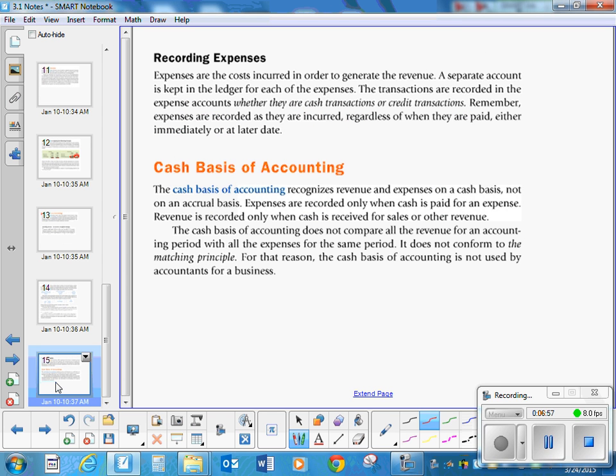I've already talked about the cash basis of accounting. It just means that you don't record it until you actually receive the cash. Sometimes people take a while to pay their bill, so it's not really the most accurate basis of accounting. So we will be using the accrual basis.